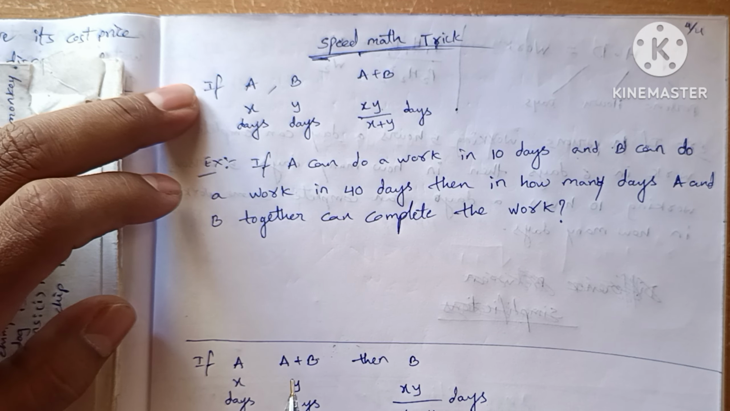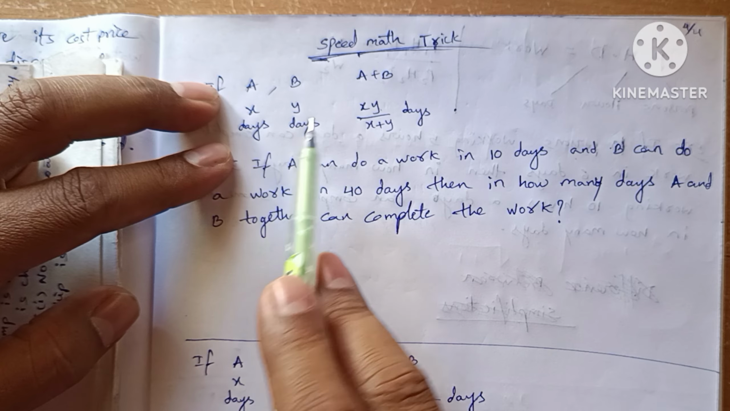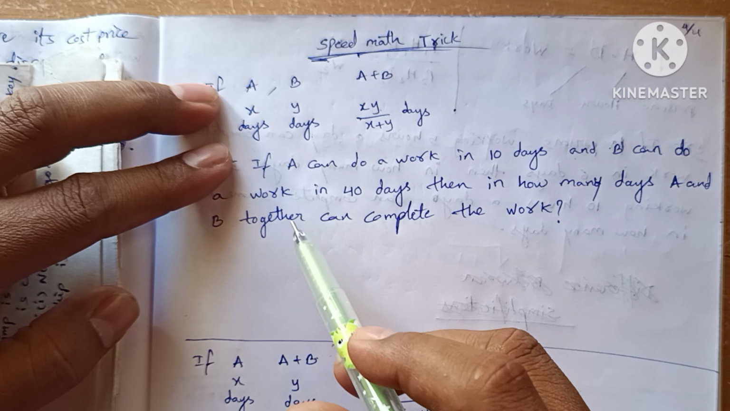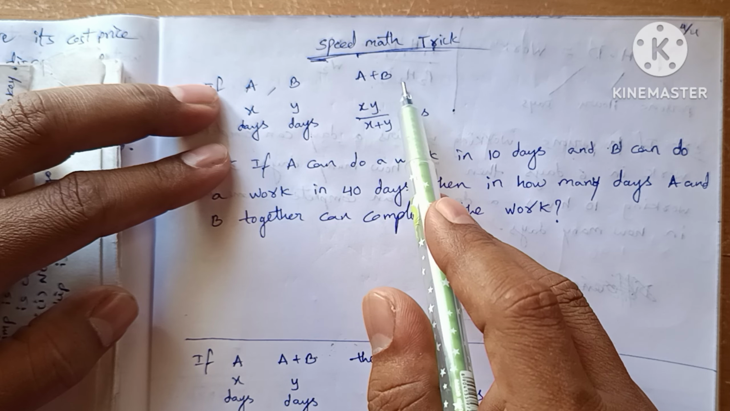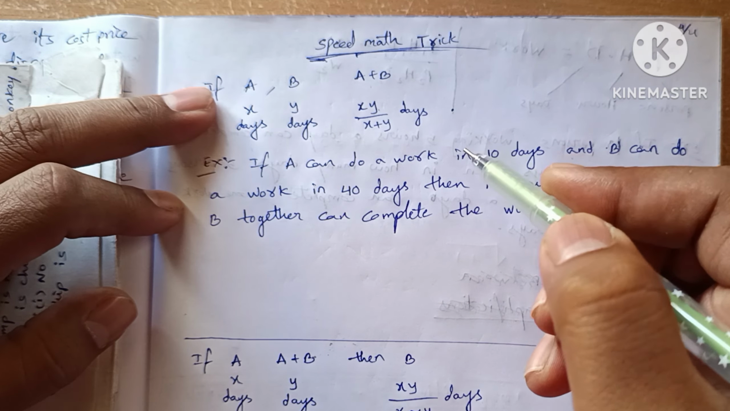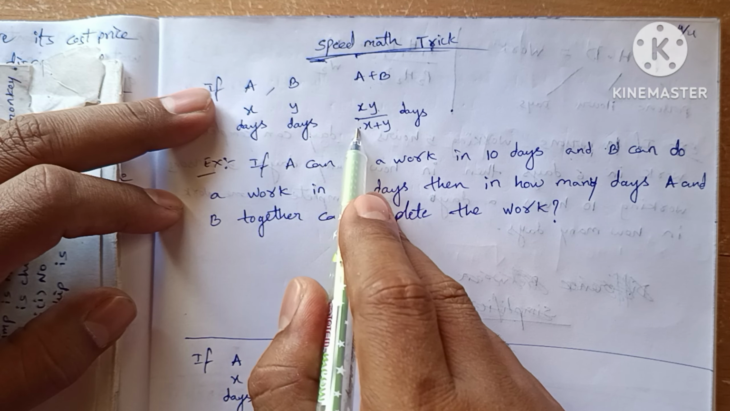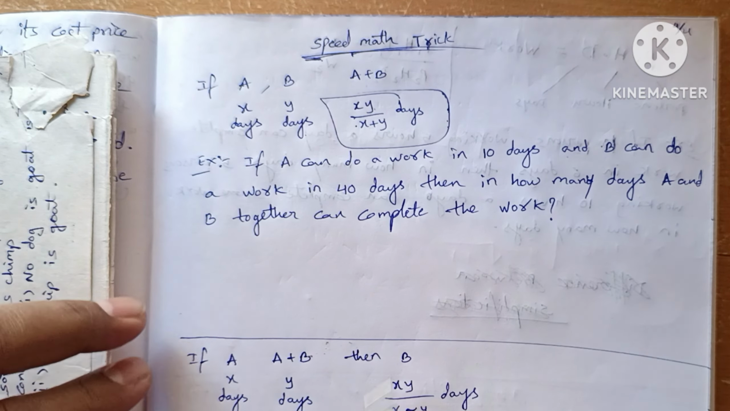First one. If A can do a work in X days and B can do it in Y days, then in how many days can both A and B together do the whole work? If the question asks like this, this will be the formula. Okay, let's see an example.